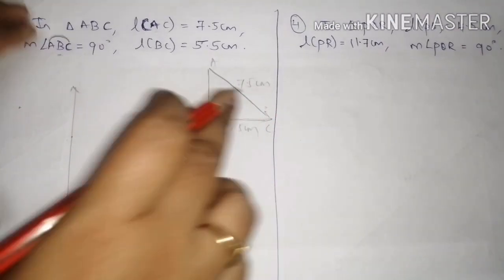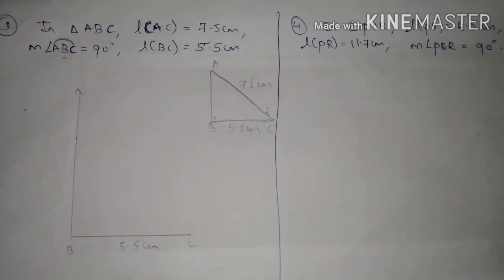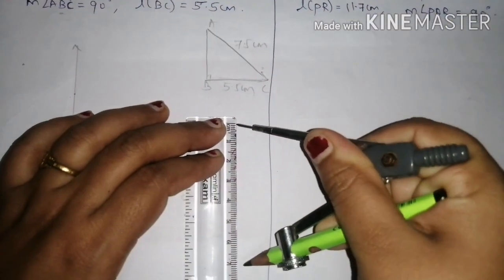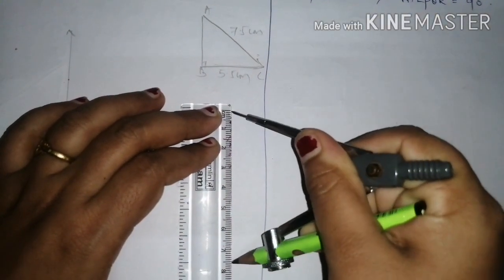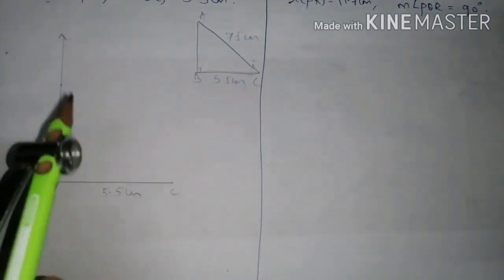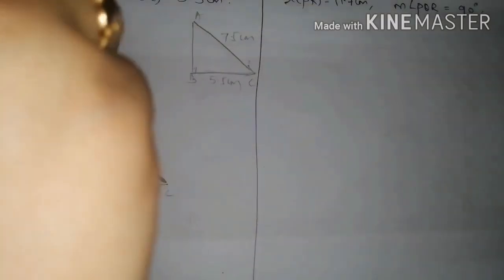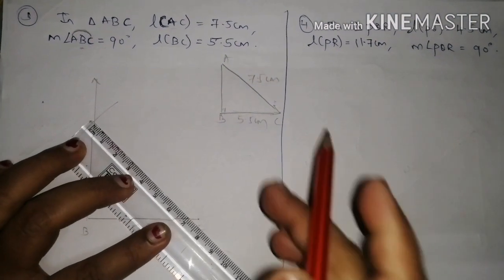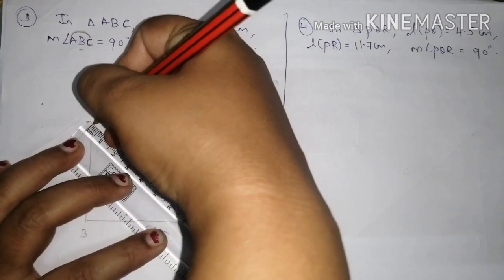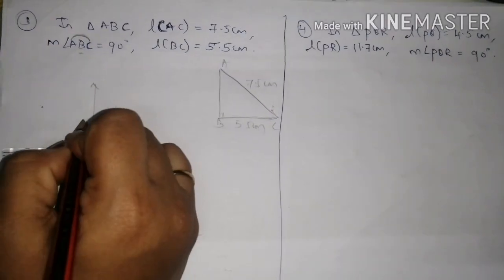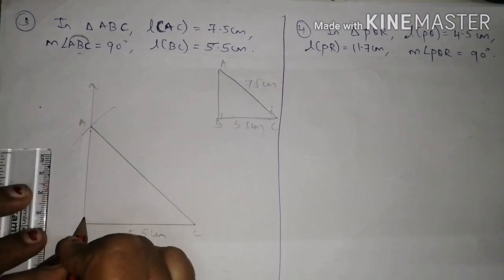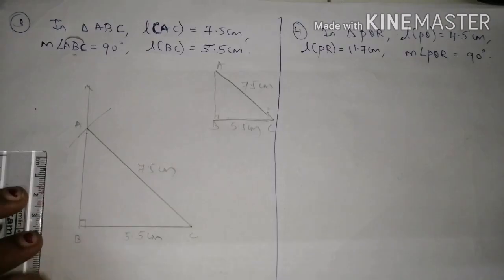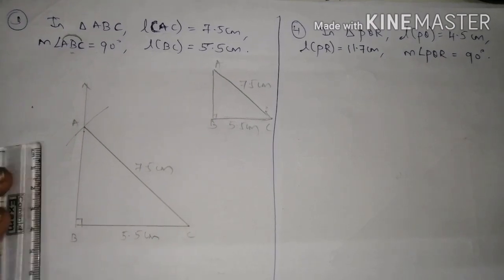Now from A to C distance 7.5, you have to take it in a compass with the help of scale. 7.5. Okay. Place it on C. Make arc and then join to get your third side, that is hypotenuse. So this is your required triangle, right angle triangle ABC, where angle B is 90, side AC is hypotenuse 7.5 centimeter, BC is 5.5 centimeter.